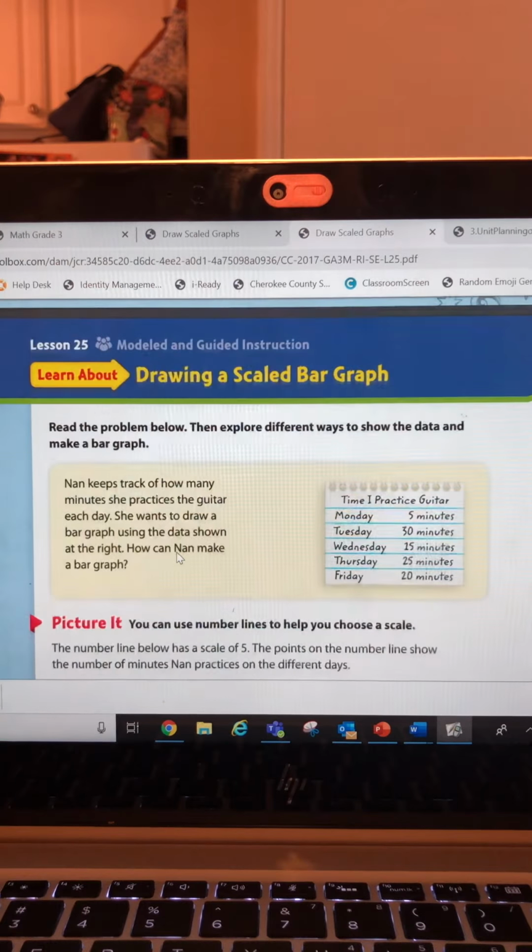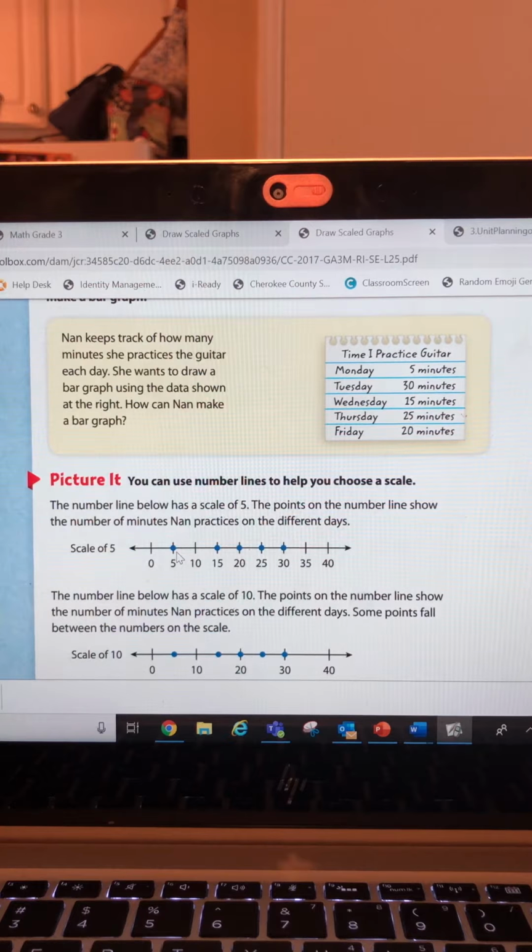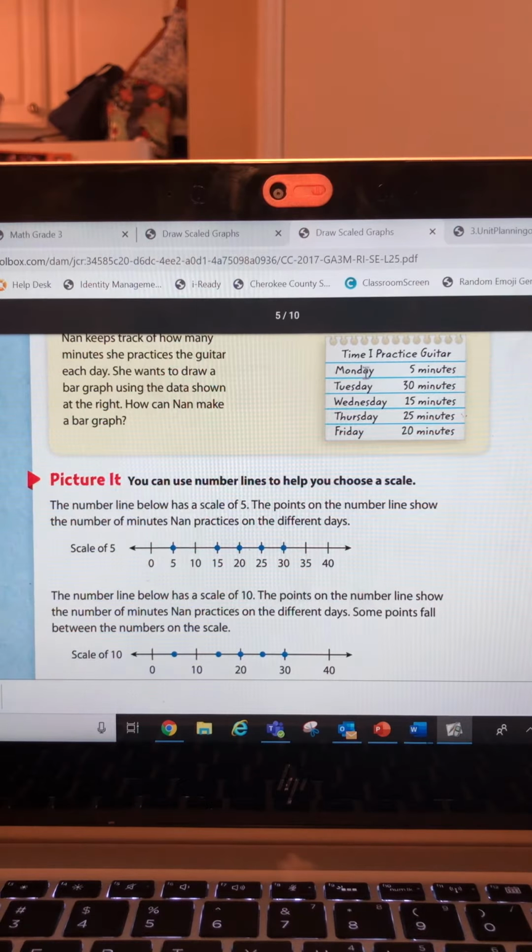Okay, so moving on. Our problem says that Nan keeps track of how many minutes she practices the guitar each day. So we're looking at the minutes that she practices guitar Monday, Tuesday, Wednesday, Thursday, and Friday. So we have our table that's full of the data that she took. Now we have to take this table and put it into a bar graph.